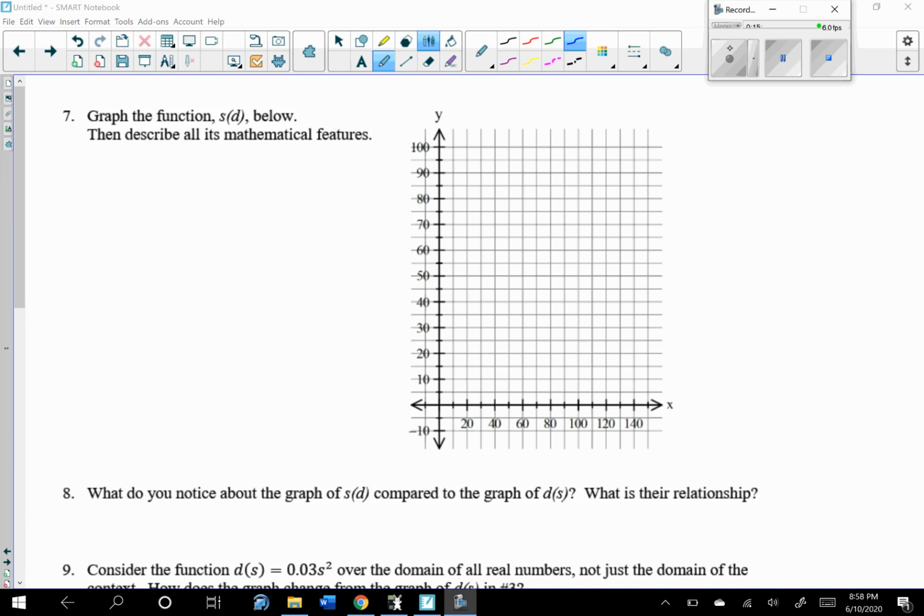So for 7, it says to graph the function s of d below, then describe all its mathematical features. So I want you guys to pause the video, and then when you're done, you can unpause it and we'll check our work.